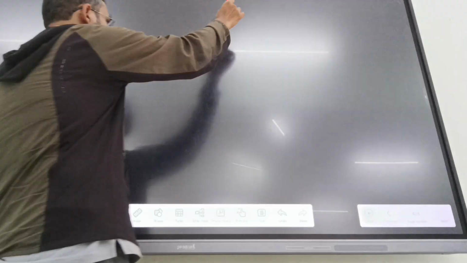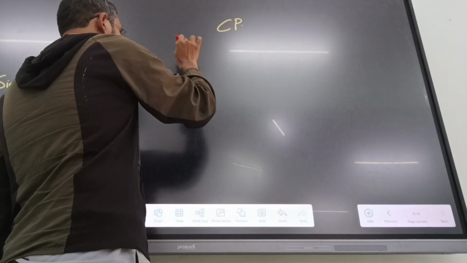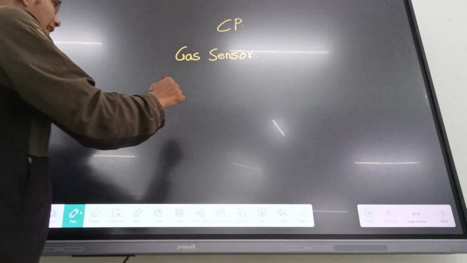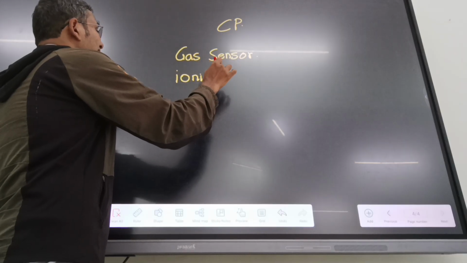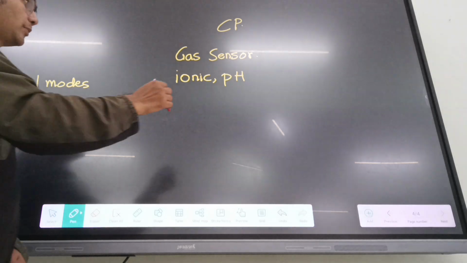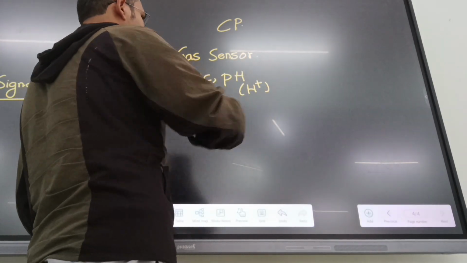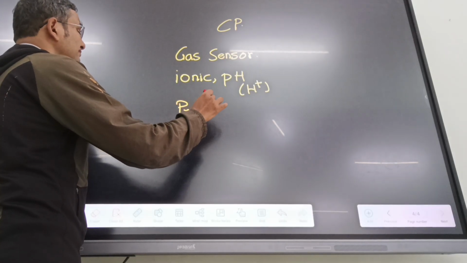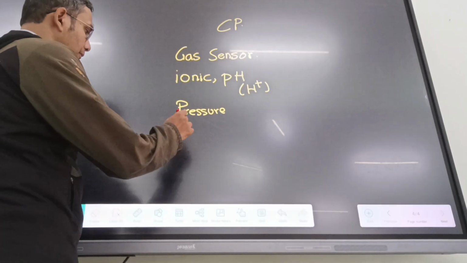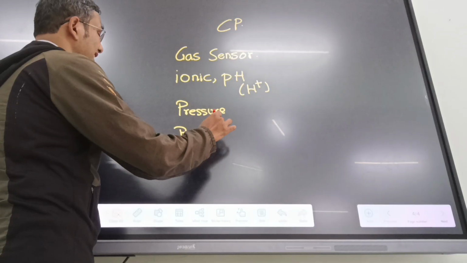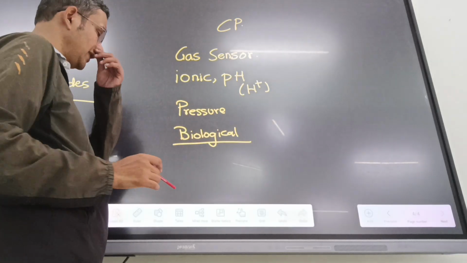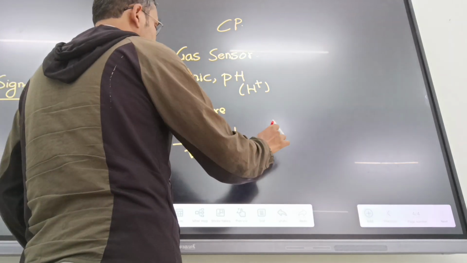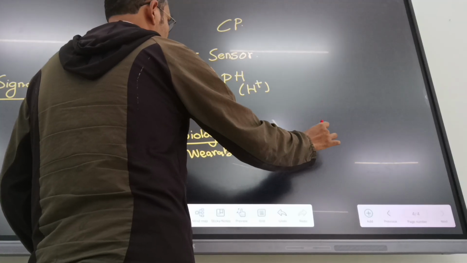So conducting polymer can act as a gas sensor, can act as an ionic sensor and pH sensor. It can sense pH, it can sense gas and it can sense pressure. Okay. And in biological applications it can be used as a biosensor, mainly in applications like wearable sensors, sweat. So basically it can measure sodium.